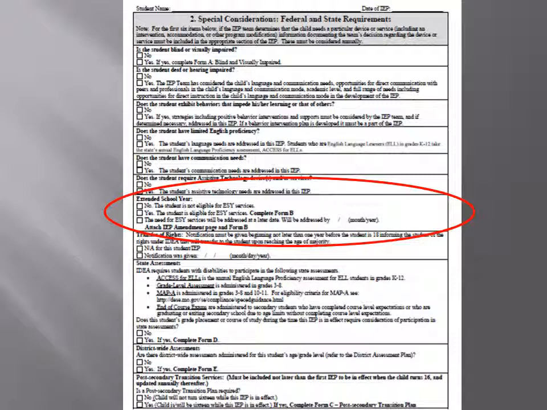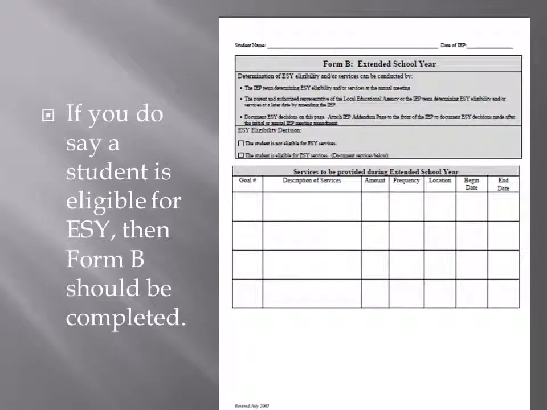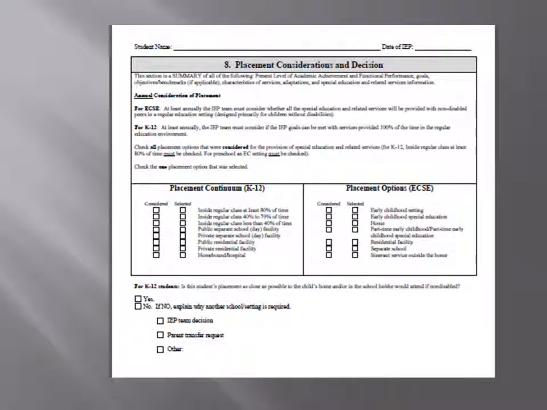J, a statement indicating the child's eligibility or ineligibility for extended school year services. If you do say a student is eligible for ESY, then Form B should be completed, which indicates what services the students will get during that ESY period. K is a statement of the placement considerations and decisions.